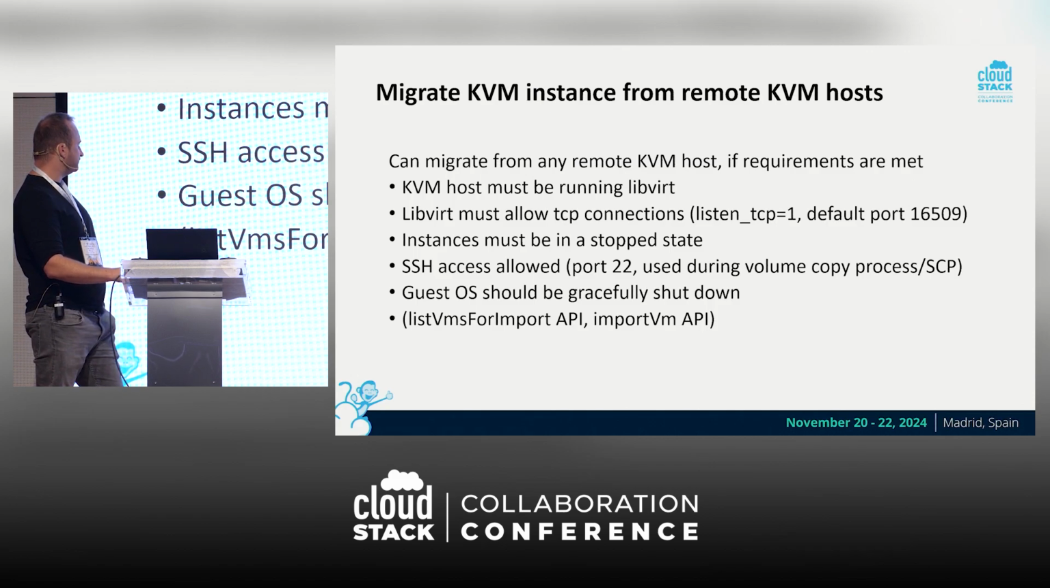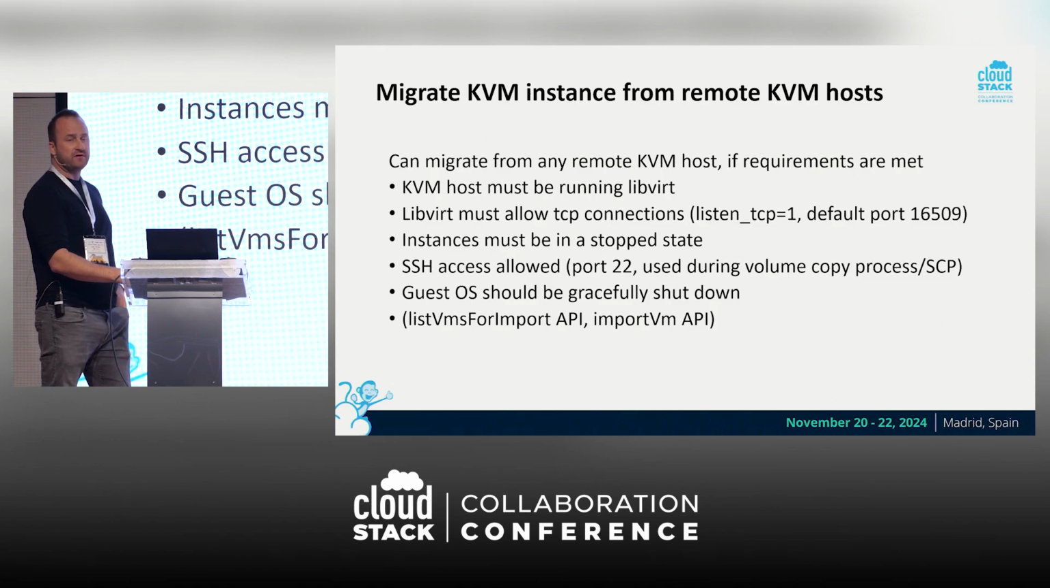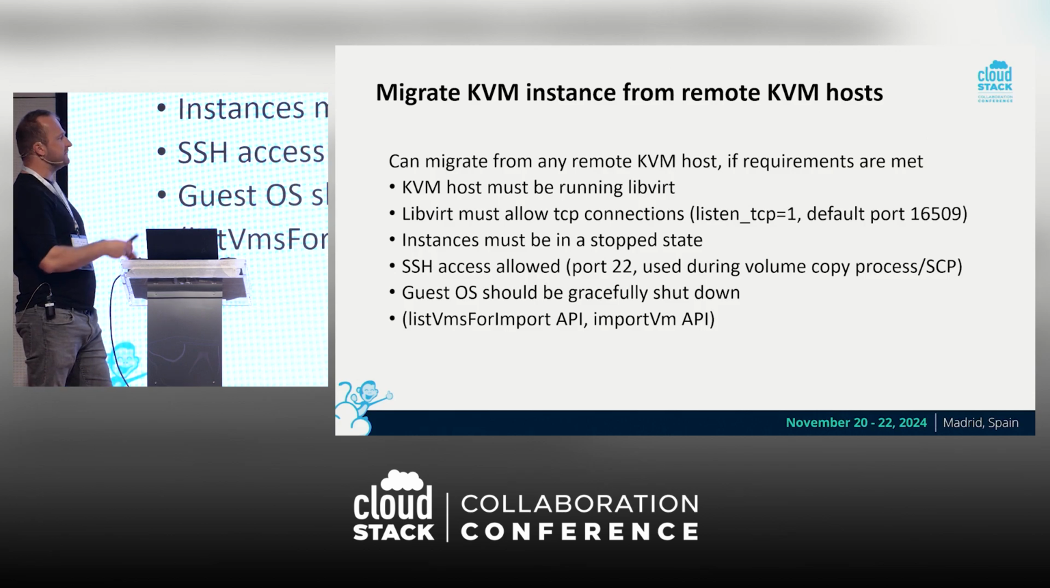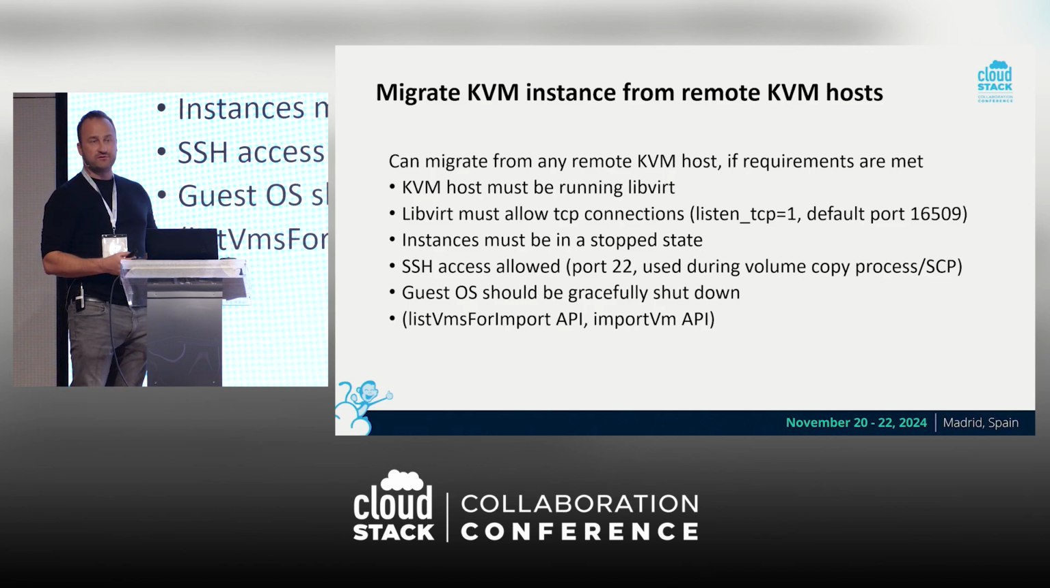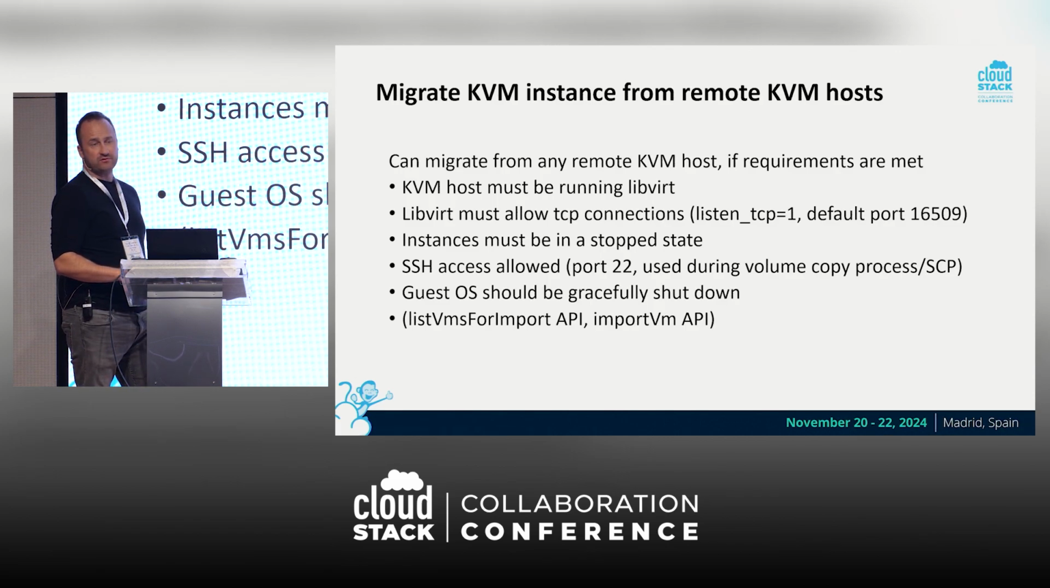Just for the sake of it, if you have nothing else to do at the moment, you can list the APIs. There are a couple of APIs that we use. That's the list VMs for import, which is executed against libvirt to list the VMs, and finally the import VM API, which is used both for vSphere to KVM migration, for KVM to KVM migration, and for some other features that I'm going to explain, so you just specify different parameters.